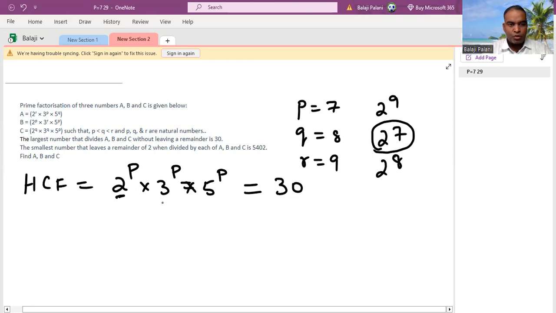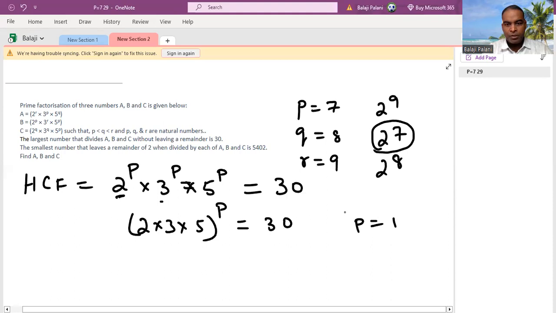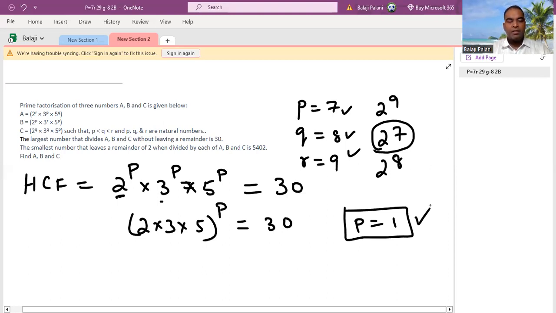So 2 into 3 into 5 can be written as 2 into 3 into 5 whole power P, based on a rule from exponents, right? A power m into B power m is AB whole power m. So what do we get here? 6 into 5, 30. 30 power P is 30. Therefore, P is 1. Here I have P as 7, 8, and 9 just to understand how these prime factors work. That is not the real answer. P is 1 is the real answer for P.